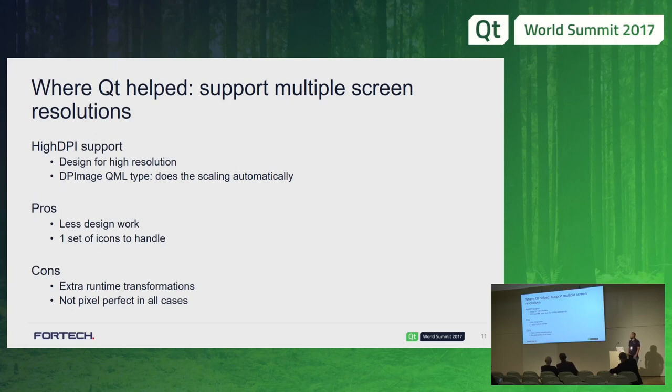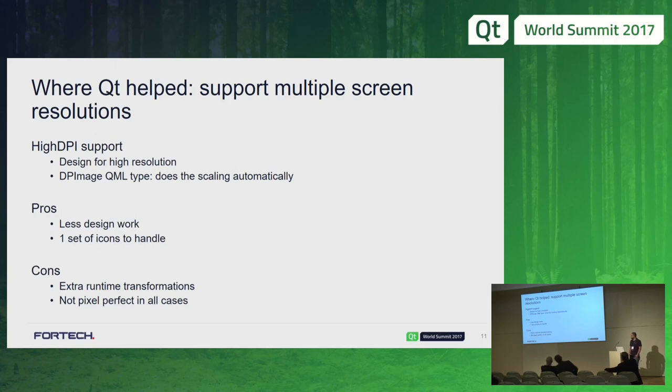And this is how we did it: we imposed a requirement on the designer that everything gets designed at the highest resolution possible. This way, we only had to do one set of assets, which will get scaled automatically at runtime. We did this by creating our own QML type, DP image, which is just a wrapper over an image which scales automatically on specific rules.